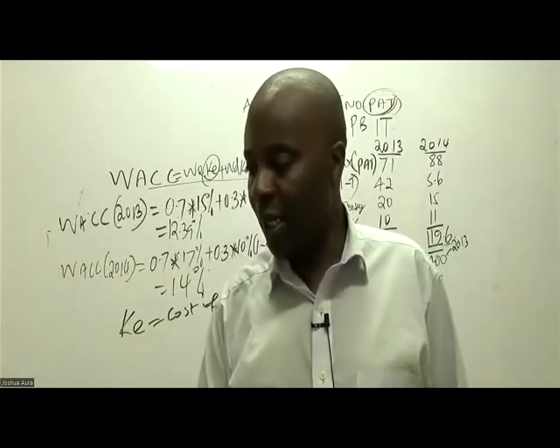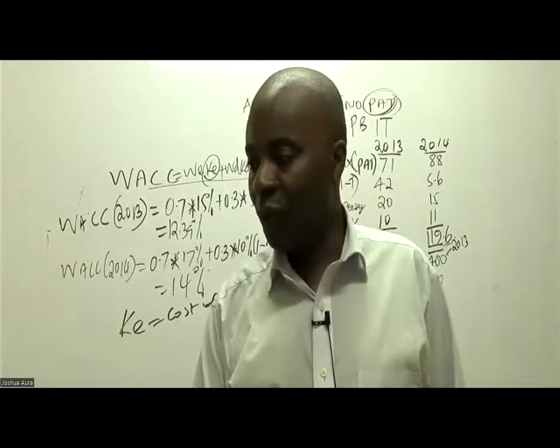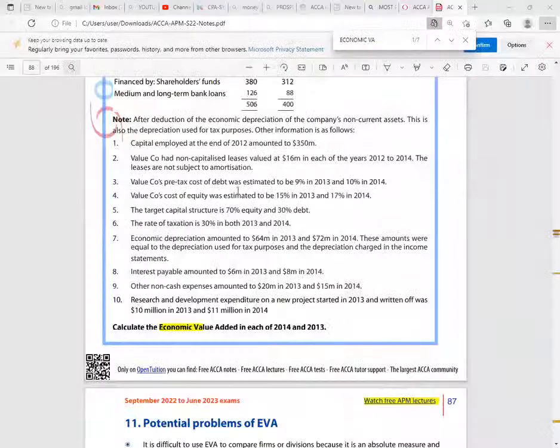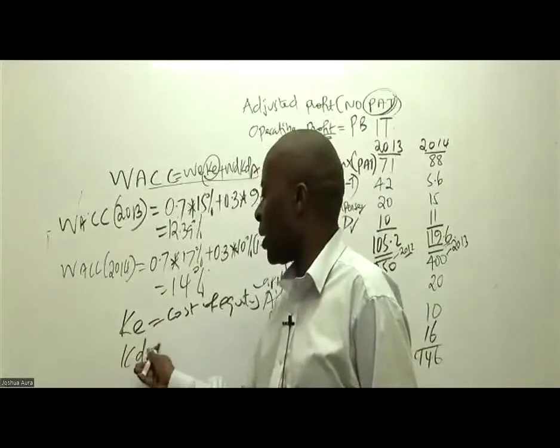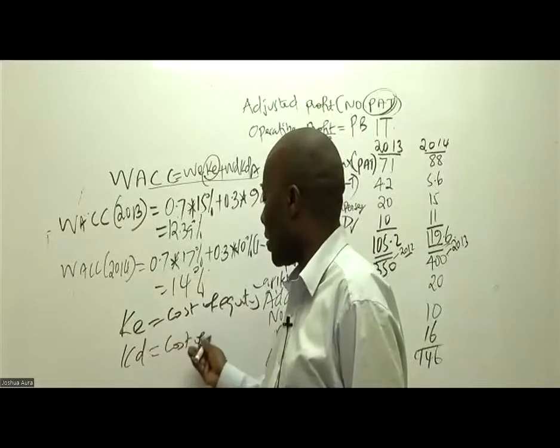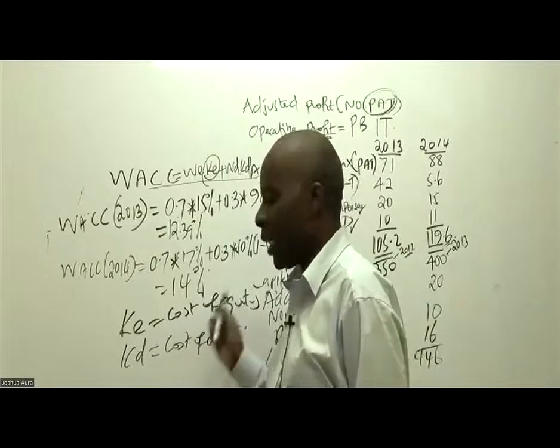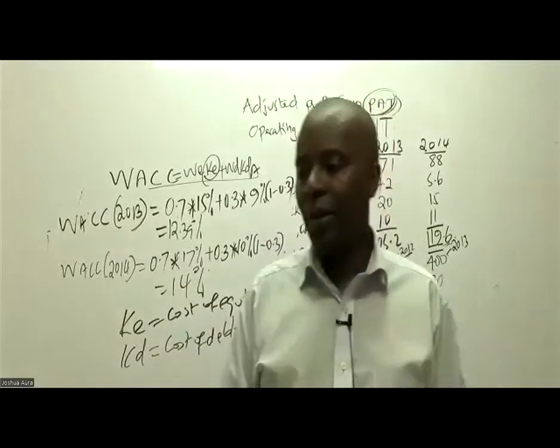It's given here. If it's 2013, it's 15%. 2014 is 17%. And then we have KD. KD has also been given. It's about just plugging in. Remember, KD stands for cost of debt.